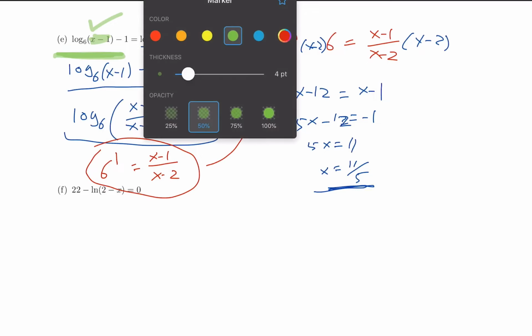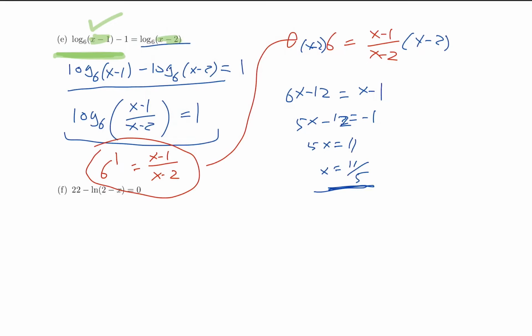How about right here, this orange part? 11 over 5 is also greater than 2, so it will still give us a positive number right here. So this is the solution. If it gives us 0 or a negative in any one log expression, even if only one, that is not a solution.